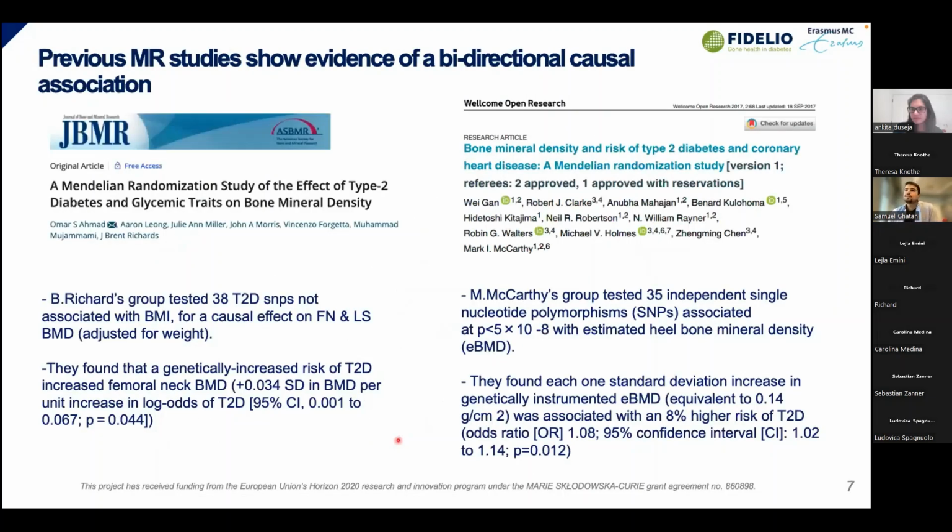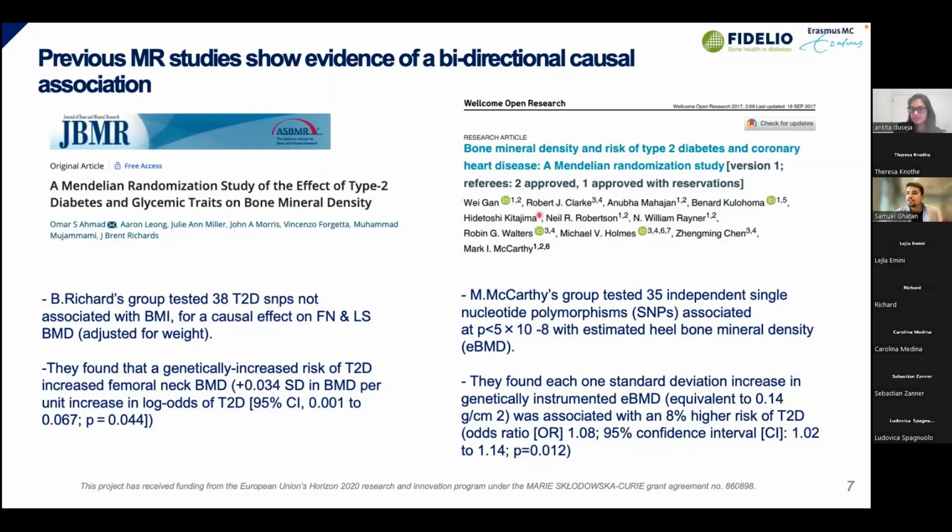So this is not a new idea, applying this to diabetes and bone. There's been a few papers before that have done this. So one paper from Brent Richards' group in McGill on the left, another from Mark McCarthy's group in Oxford on the right. And what Brent Richards' group did is look at the traditional association, type 2 diabetes on bone mineral density. And they found evidence of a causal effect, or causal association, between the two using Mendelian randomization.